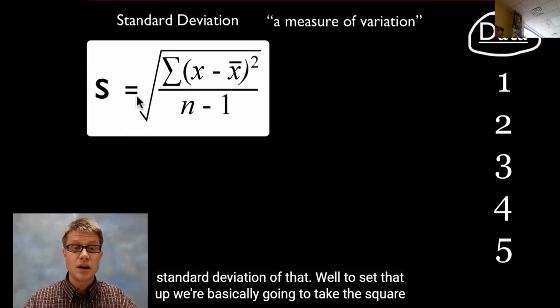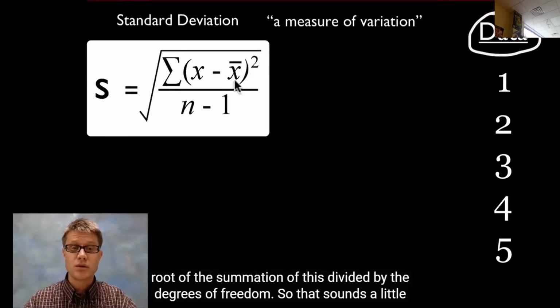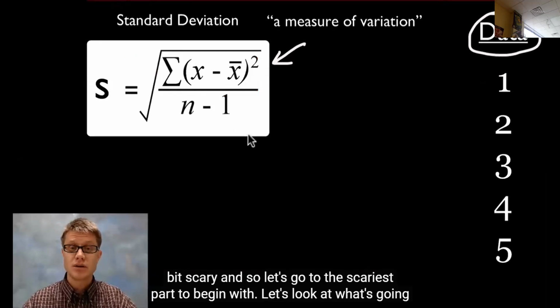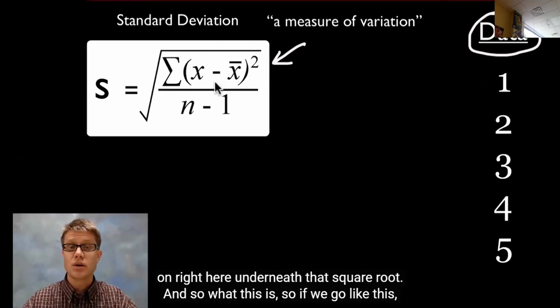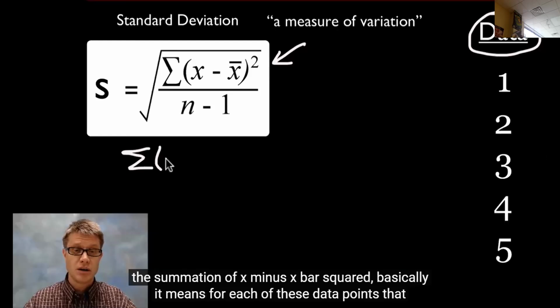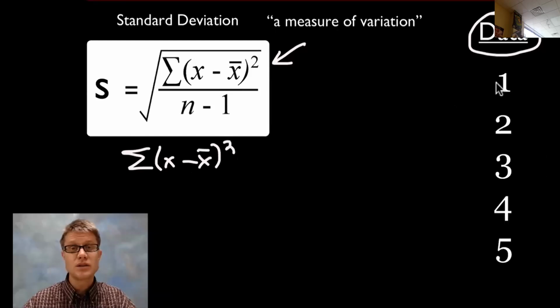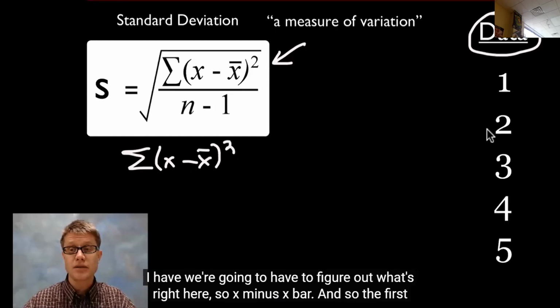Well, to set that up, we're basically going to take the square root of the summation of this divided by the degrees of freedom. So that sounds a little bit scary, so let's go to the scariest part to begin with. Let's look at what's going on right here underneath that square root. The summation of x minus x bar, squared, basically means for each of these data points that I have, we're going to have to figure out what's right here: x minus x bar.